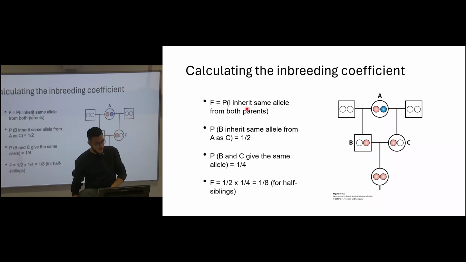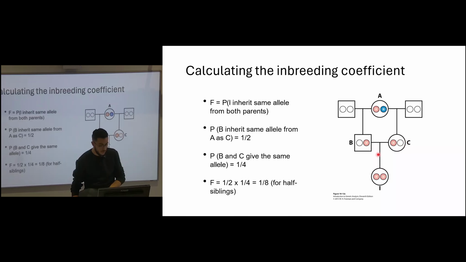Easy? Okay. So F, the inbreeding coefficient, in a simpler way, is the probability that this individual here will inherit the same allele from both parents. So that's the probability that B will inherit the same allele from A as from C. So this parent has a 50% chance of giving this allele, right? So half of the time that will go here. So that's 1/2. And then we have another probability that we need to take into account, the same thing, but for the other parent. So this allele has a 50% chance of being transferred to the other parent.